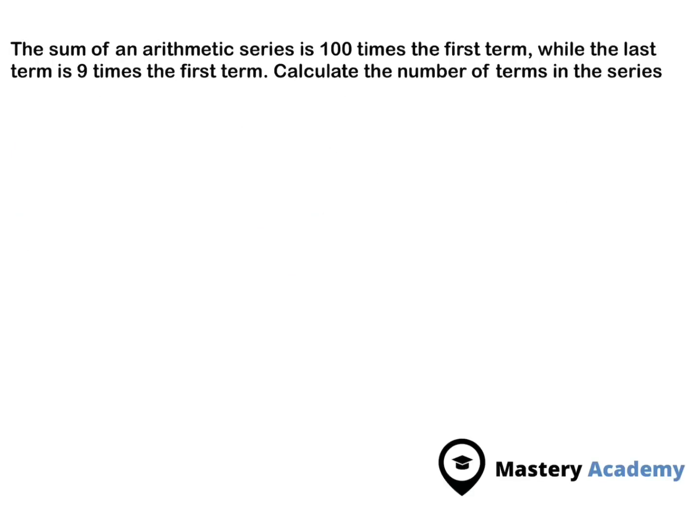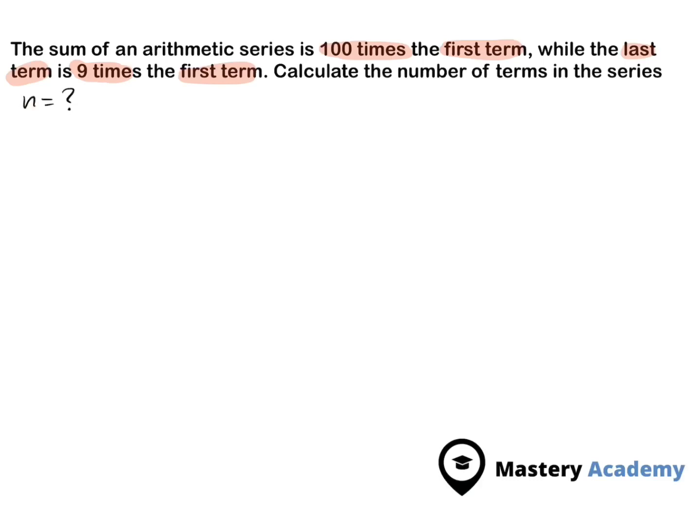Now the question reads as follows. It says the sum of an arithmetic series is 100 times the first term. So the key point here is it's 100 times the first term, while the last term is 9 times the first term. Calculate the number of terms in the series. So we're looking for n.